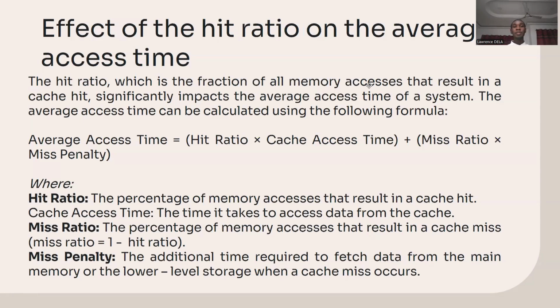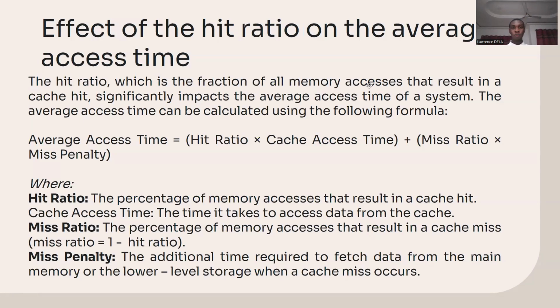I'll be taking us through the effect of the hit ratio on the average access time. Before we go into that, I want us to understand the concepts of cache hits and cache misses, and what we mean by that.